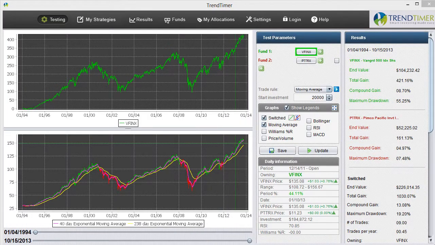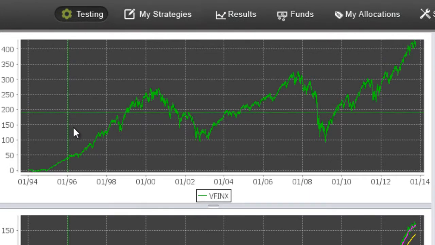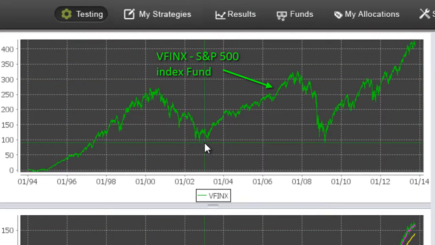We're next taken to the testing screen, and this is the screen you'll spend most of your time working with when using the TrendTimer application. In the top graph in green, we have the S&P 500 Index Fund, VFINX. The S&P 500 Index Fund is a mutual fund that holds each of the S&P 500 companies. So when you own the index, you're essentially owning the entire market.